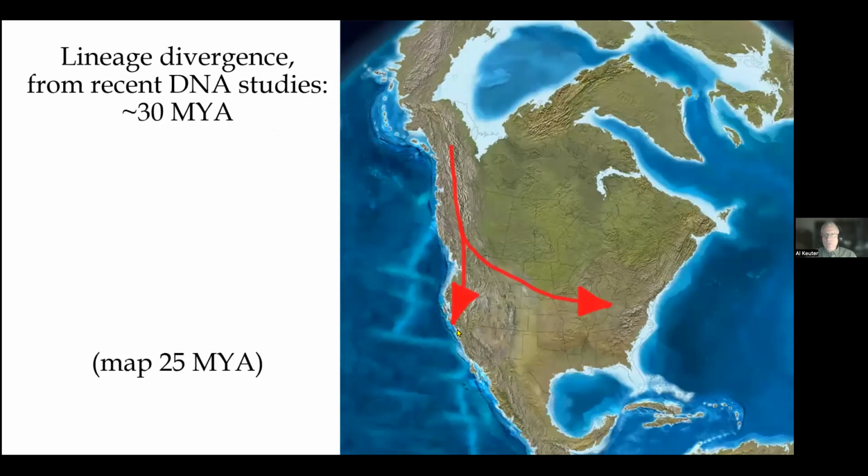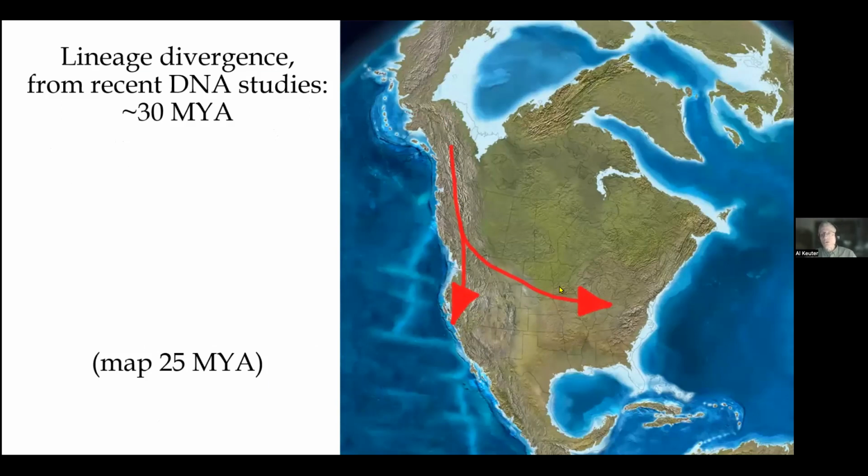And as California starts to slowly come out of the water, this map is 25 million years ago, we're getting a little bit of land starting to come out of the Pacific Ocean. We see oaks starting to move down that little sliver. And there the twain shall meet.